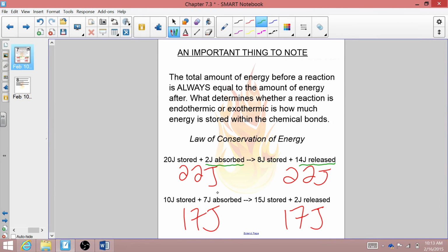But now if we look at how much energy we had to put into the reaction and how much was produced, we had to put in 7 joules in order to break those bonds, and only 2 joules were released. So we would think of this as an endothermic reaction because it took in a lot more energy in the beginning than was produced in the end.